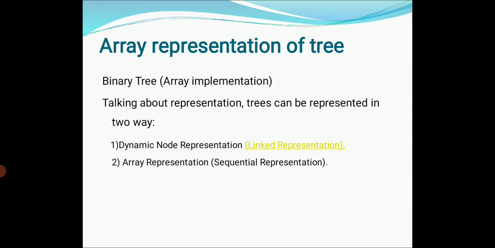The next concept is array representation of a tree. Talking about representation, trees can be represented in two ways, same as a stack and queue. One is the dynamic node representation, also called the linked list representation, and the second one is the array representation, that means the sequential representation of the tree.